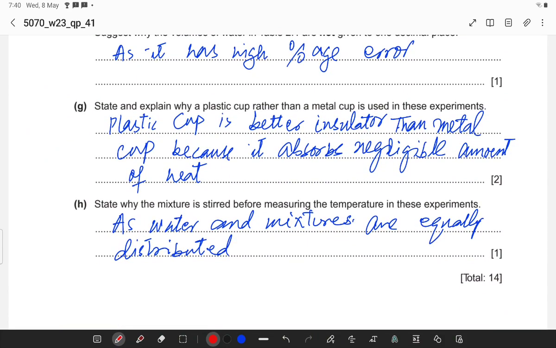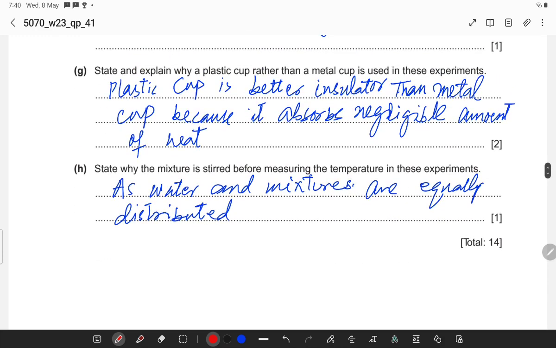State and explain why a plastic cup rather than a metal cup is used in these experiments. Metal is a good conductor of heat, so heat transfers to the metal. That's why a plastic cup is a better insulator than a metal cup, because it absorbs a negligible amount of heat. So that's why a plastic cup is used instead of a metal cup.